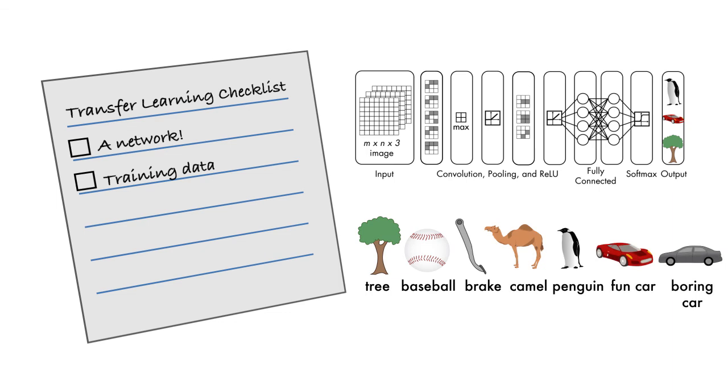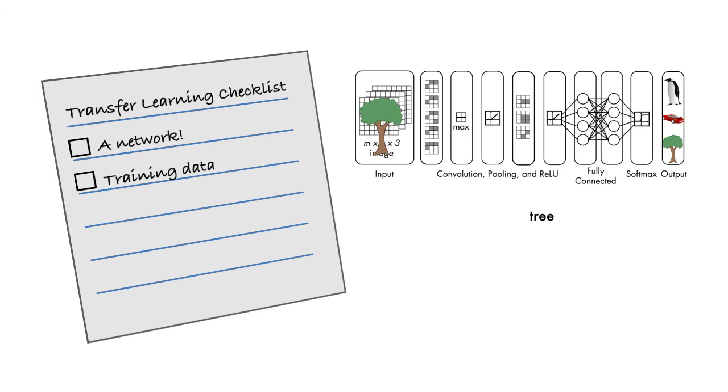Second, you'll need data to train with. This means you need example images for which you already have the correct label. In machine learning terminology, this is known as supervised learning. The network will learn from examples with a known correct answer.